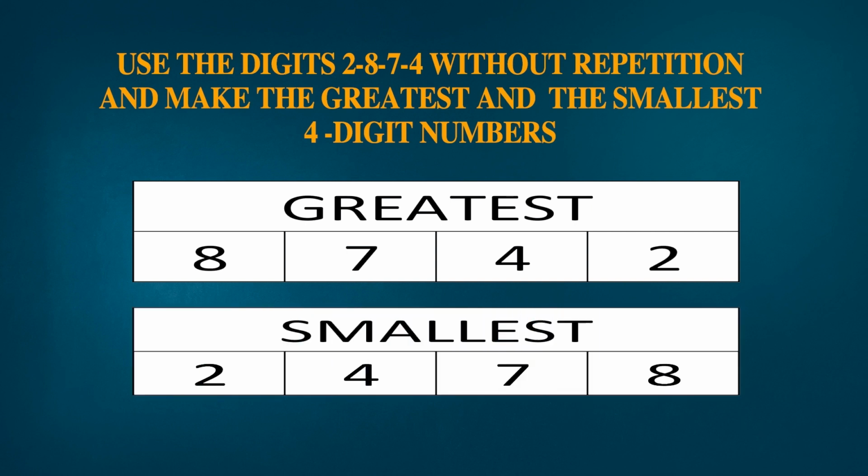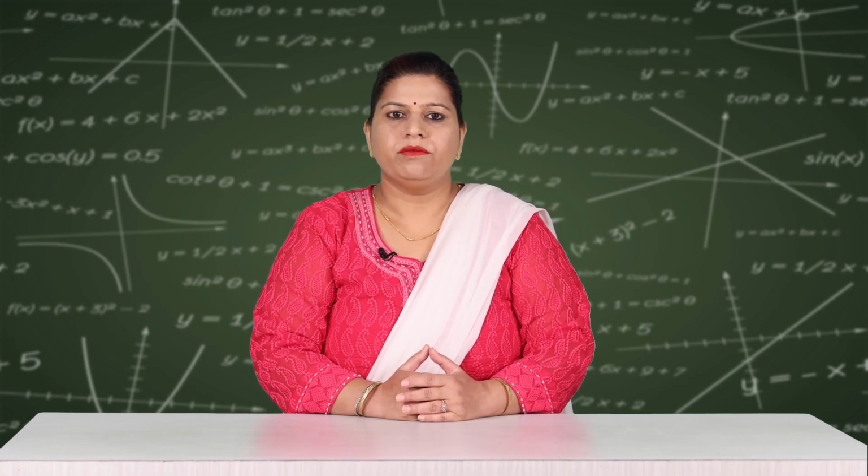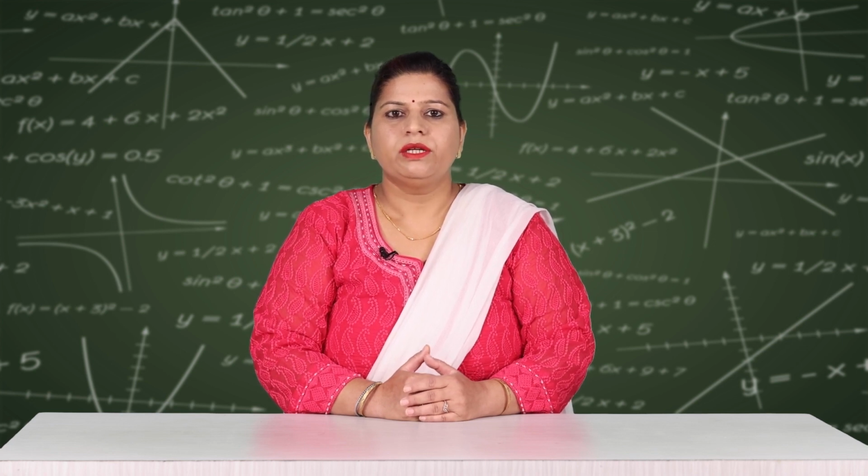To make the smallest number, remember the rule that to make the smallest number, write the smallest digit at the leftmost place and so on. Now, the smallest digit 2 will be given the leftmost place and then other digits 4, 7 and 8 will be placed accordingly. So, following the rule, we find that 8742 is the required greatest number, while 2478 is the required smallest number.